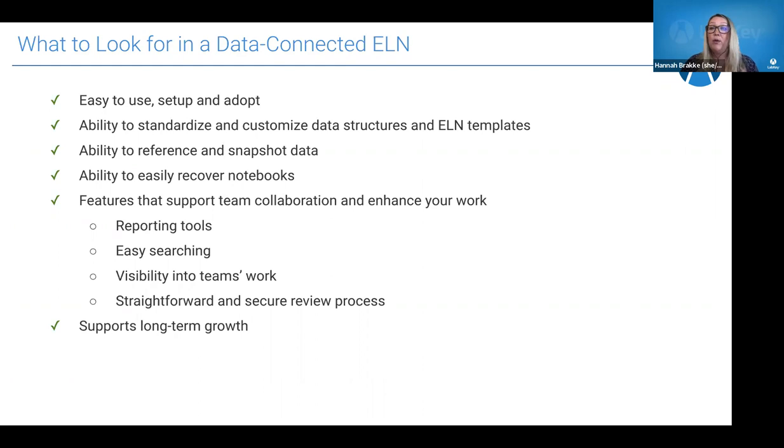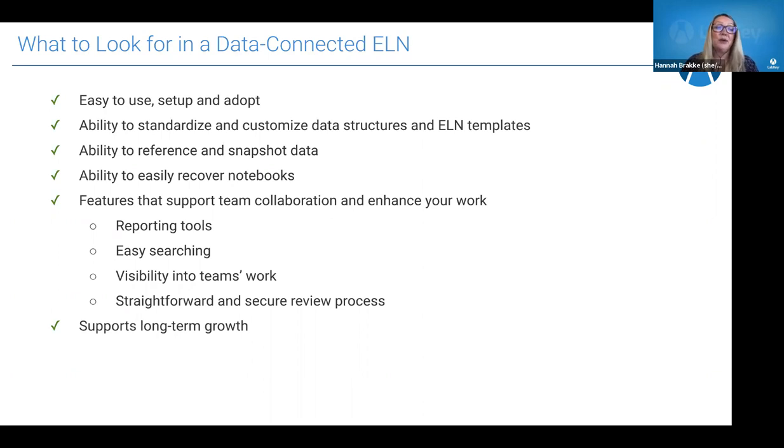Making sure that you can both standardize the data, but then also customize those data structures for your lab, right? And this can be in the table format for assay data or sample data that you're inputting, but also making sure that you have established ELN templates that people can reuse. And so it becomes much easier to write and read and review those ELNs in the future. Making sure that you can reference and snapshot data, that is really the core component of a data connected ELN. If you cannot do that, it's probably just a traditional ELN.